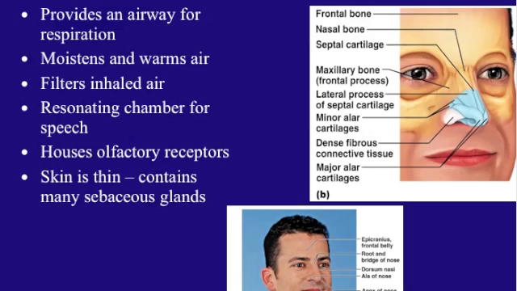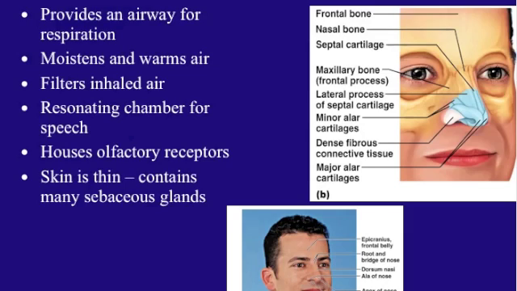The nose. The nose provides an airway for respiration. It moistens the air and warms the air, and it filters the inhaled air. Also, the nose is the house for olfactory receptors. This is what helps you smell and distinguish different smells.